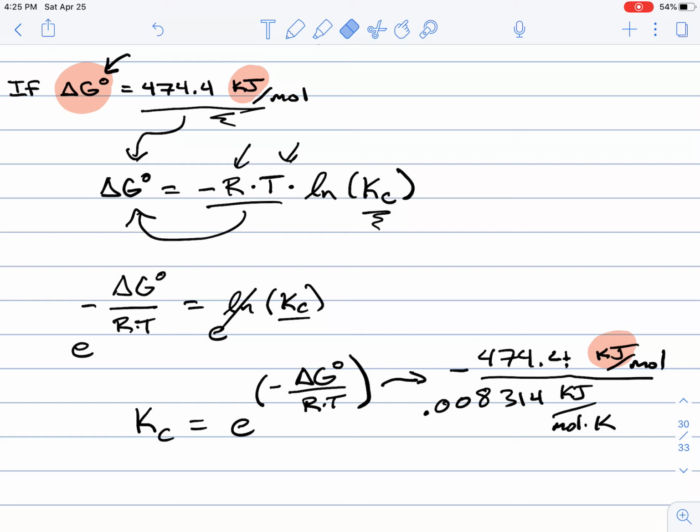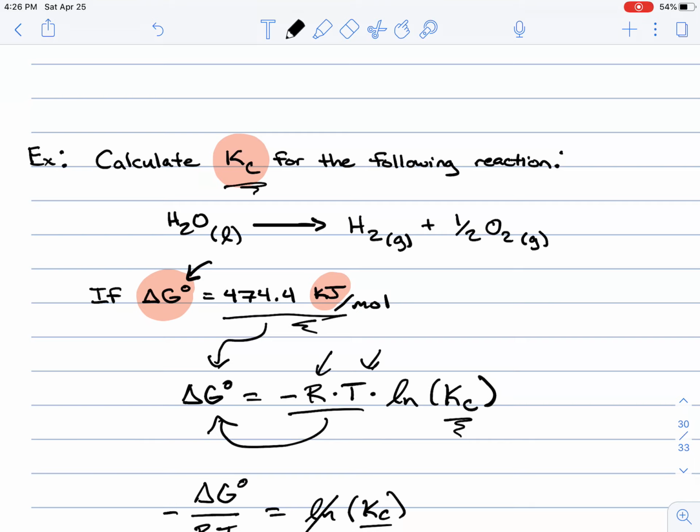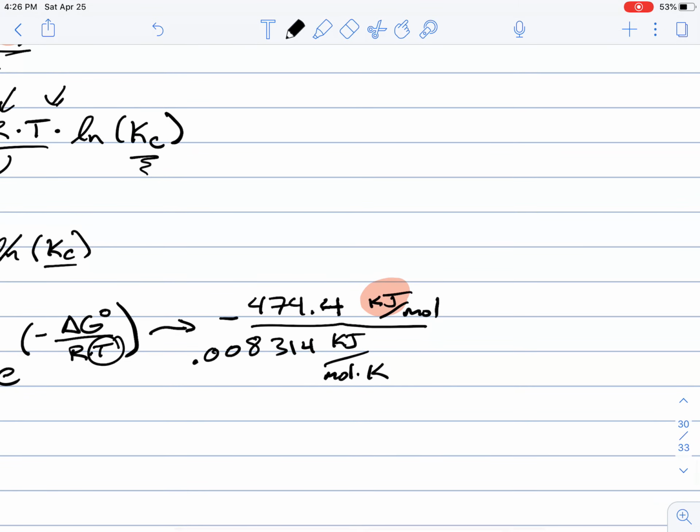And so the last thing that I need is temperature. In the problem, it didn't really state what the temperature is, but we know that we're under standard conditions. And so what must be the standard temperature that we're using? And so if you said 298.15 or 25 degrees Celsius, then you're absolutely correct. So 298.15 Kelvin is the standard temperature in Kelvin units.